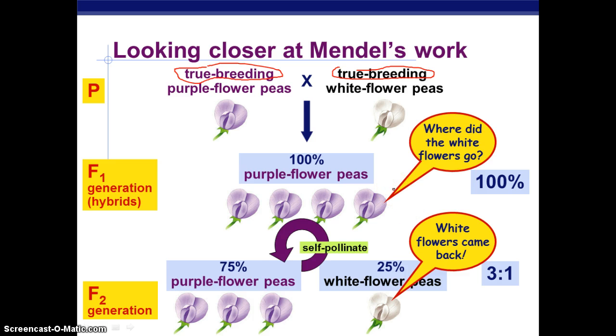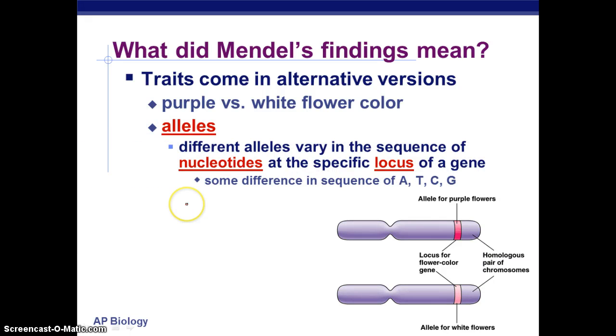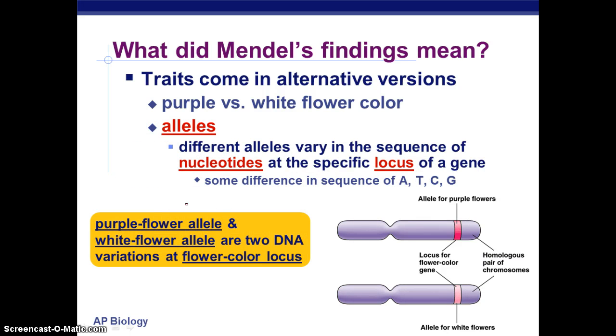So we're going to talk about the math behind this and what Mendel discovered after doing many matings of this type to determine why this is the case. Why does the white-flowered trait skip a generation? One of the things that Mendel concluded from his research is that traits can come in alternate versions, and he called these alternate versions alleles.